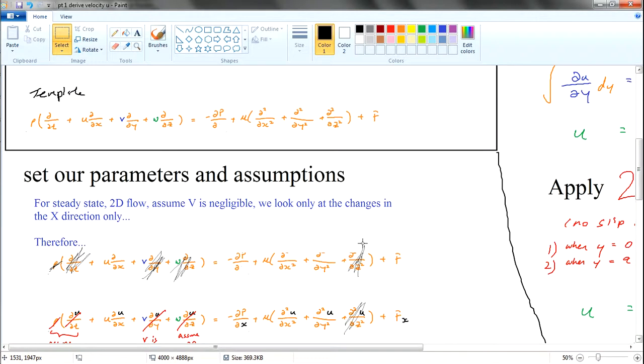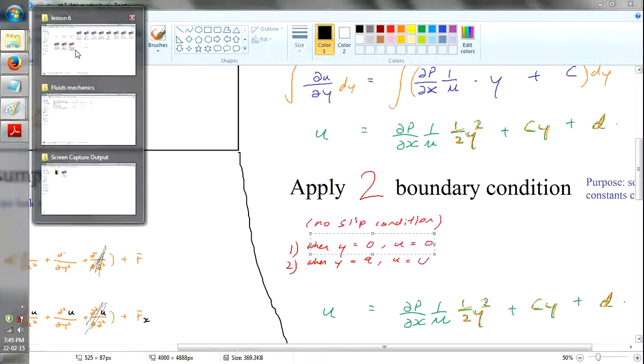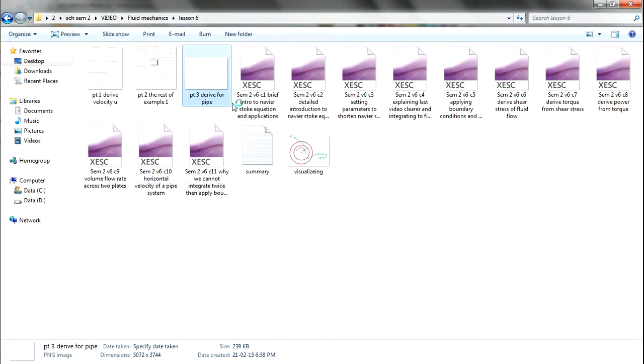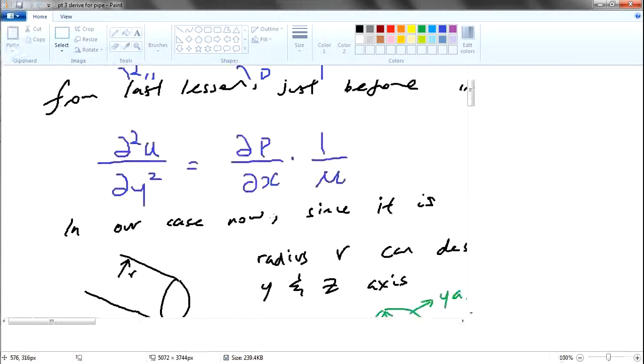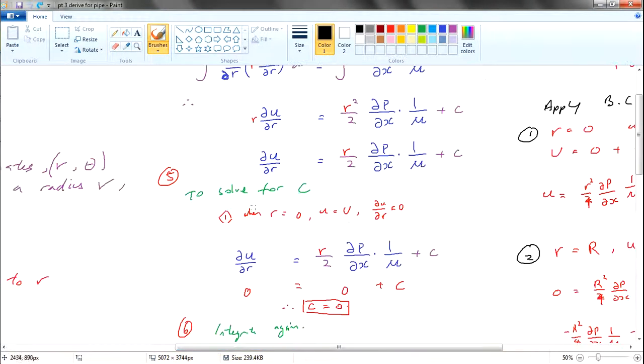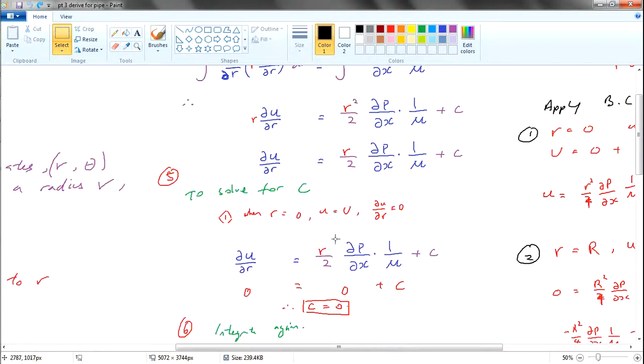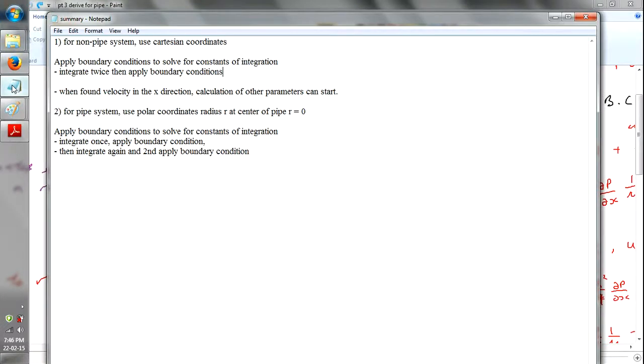For example, when y is equal to 0, u is equal to 0, or in another case, the pipe case, when r is equal to 0, u is equal to capital U. Because when you integrate one time, you have partial u over partial r, so you can straight away input your boundary condition in order to cut away the constants. It's a little tricky, but try to pick the first boundary conditions where everything is equal to 0.